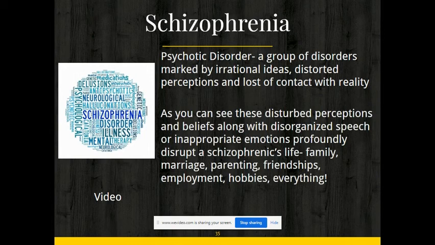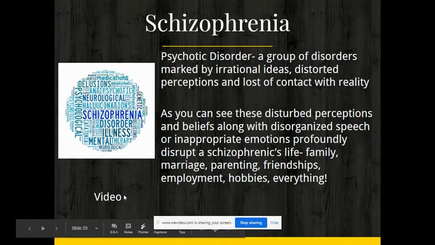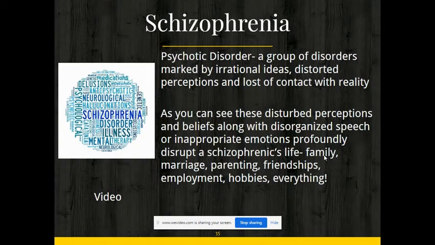It is a psychotic disorder. A psychotic disorder means you have irrational ideas, a distorted perception, and you've lost contact with reality. That's why it's one of the scarier ones. Lost contact with reality, like believing you can fly, like crazy stuff, scary stuff, to be honest.